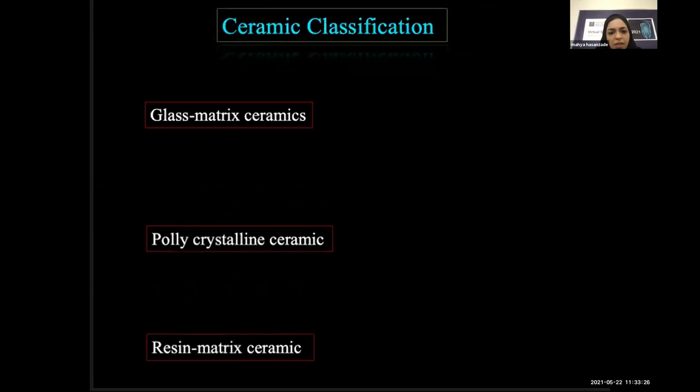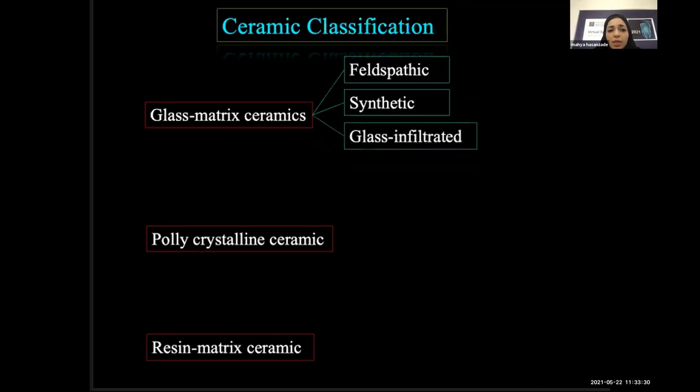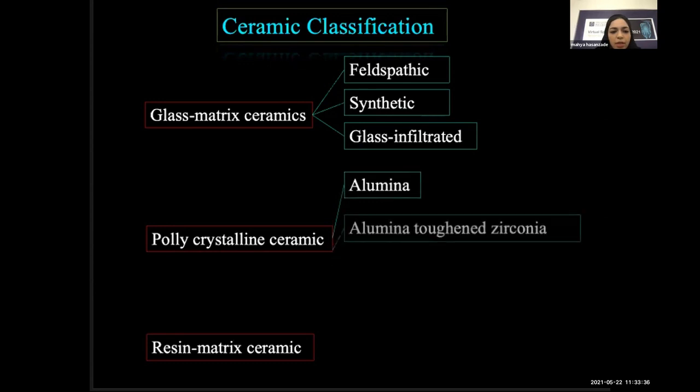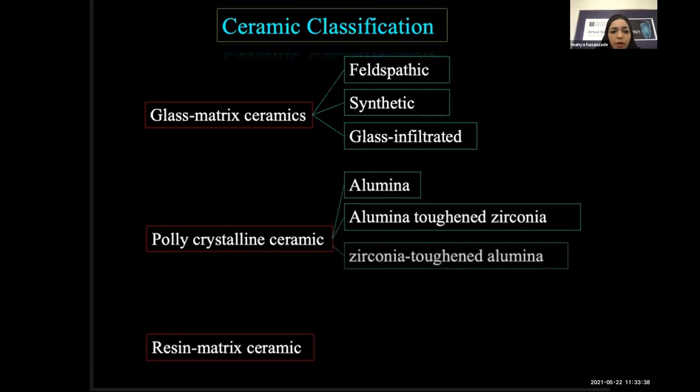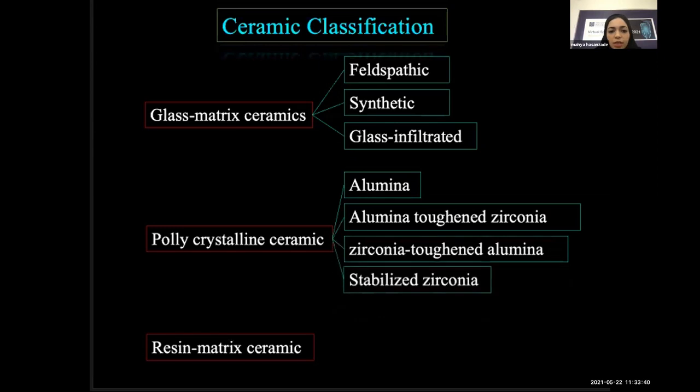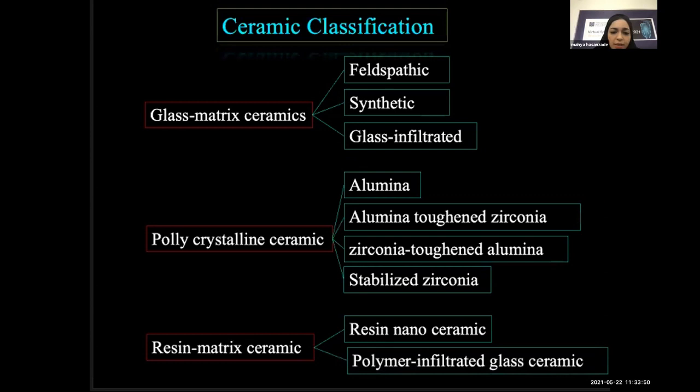The glass matrix ceramics are divided into three subgroups: feldspathic ceramic, synthetic ceramic, and glass infiltrated ceramic. Polycrystalline ceramic is divided into four subgroups: alumina, alumina toughened zirconia, zirconia toughened alumina, and stabilized zirconia. And the last group is divided into two subgroups: resin nanoceramic and polymer infiltrated glass ceramic.